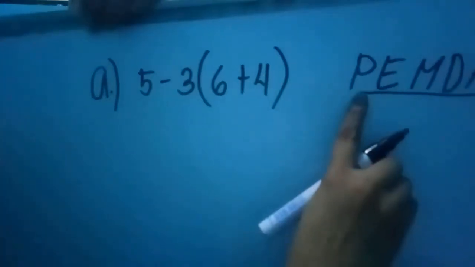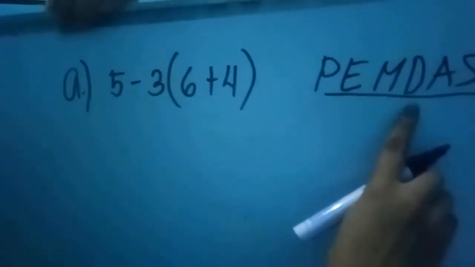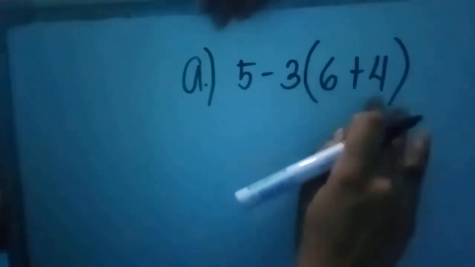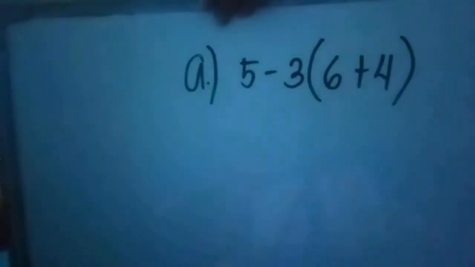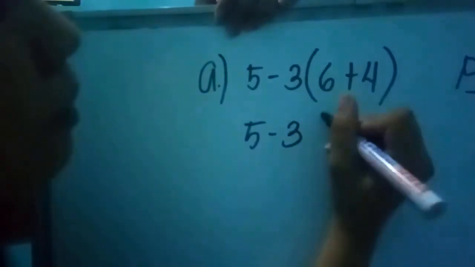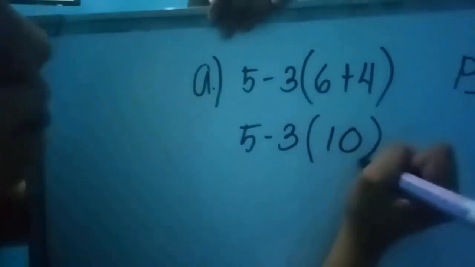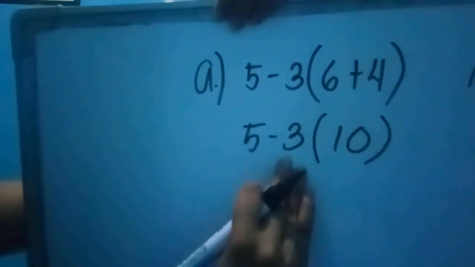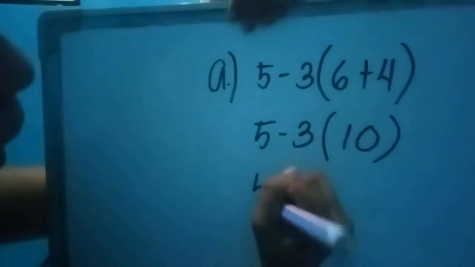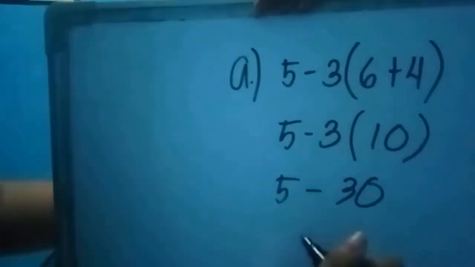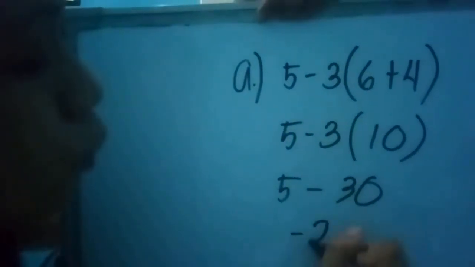So we have the parentheses, exponent, multiplication, division, addition, and subtraction. So here, first we're going to add the 6 plus 4 because they have the grouping symbols. So 5 minus 3 times the quantity of 6 plus 4, where 6 plus 4 is 10. Then, proceed with multiplication. We have 3 times 10. We have 5 minus 30. Then, 5 minus 30 is equal to negative 25.